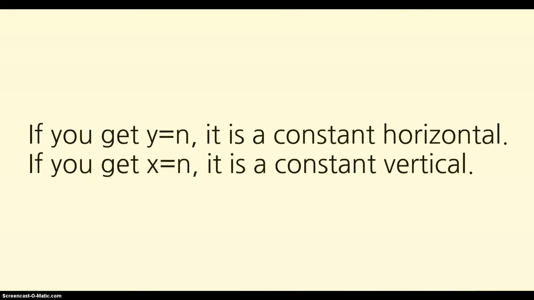If you get y equals a number, then it is a constant horizontal, which means it has no slope. It doesn't go up and down. It just goes from side to side. If you get x equals a number, it is a constant vertical. That means that it just goes up and down. It doesn't go side to side at all.